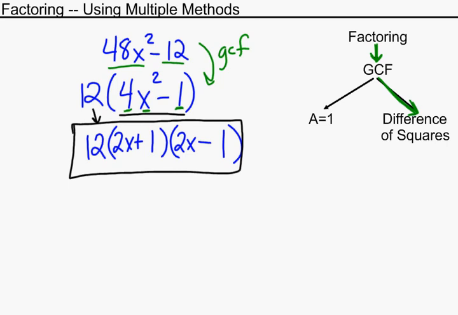So when I'm using multiple methods, always try GCF first before trying some other method such as a = 1 or difference of squares.